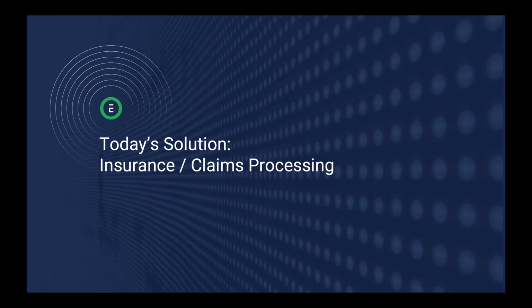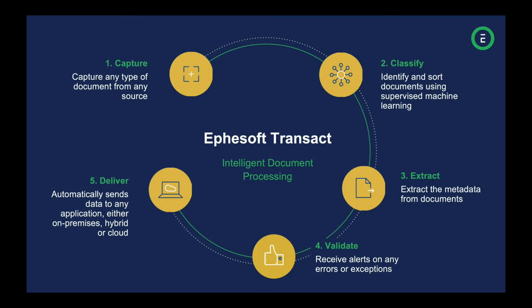Today we're going to be looking at Ephesoft Transact and how it can help in the insurance space, specifically around claims processing. To give you a brief overview of what Ephesoft Transact does, we start in the upper left-hand corner with capture. So this is where we receive or ingest any type of document from any type of source. Once we do that, we then pass it through our image cleanup in our OCR engine.